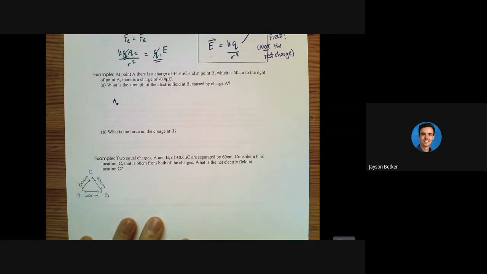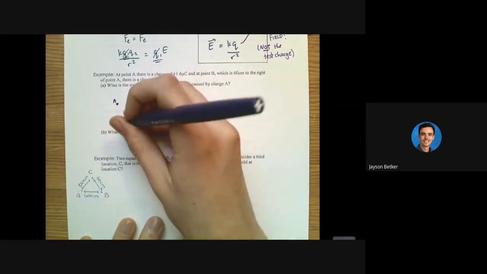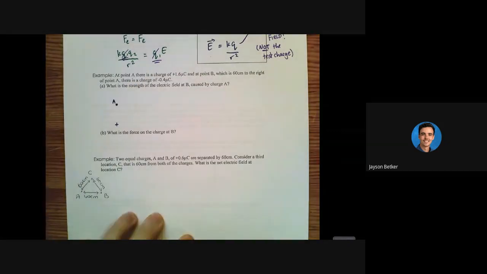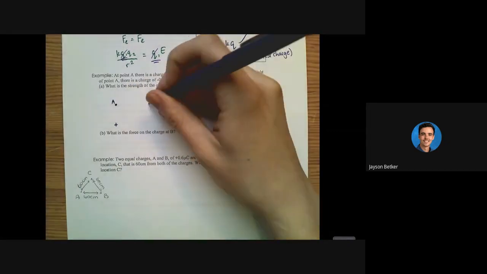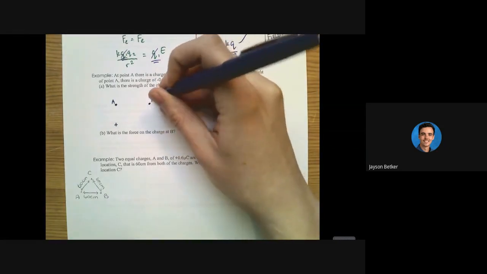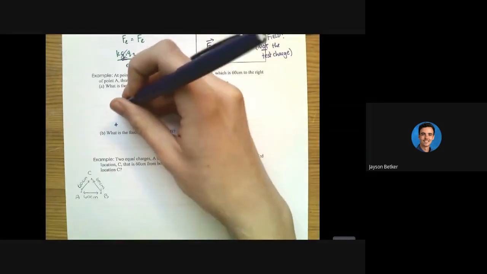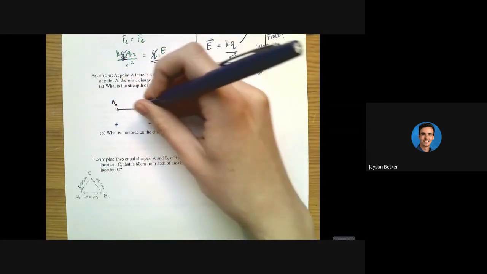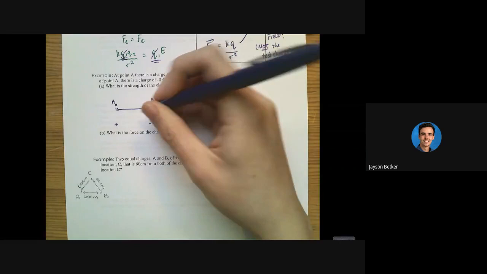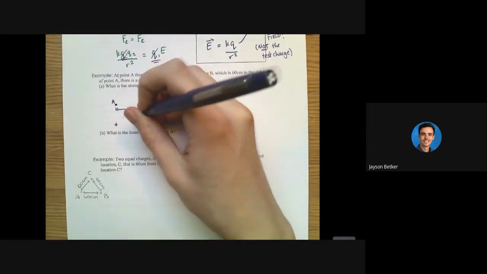So I'm going to draw this out. I've got charge A right here, and charge A is positive. I'm going to write it down here. And then I've got a charge B over here to its right, and charge B is negative. And the distance between these two is 60 centimeters, which I'm just going to write as 0.6 meters. We'll do that conversion right away.